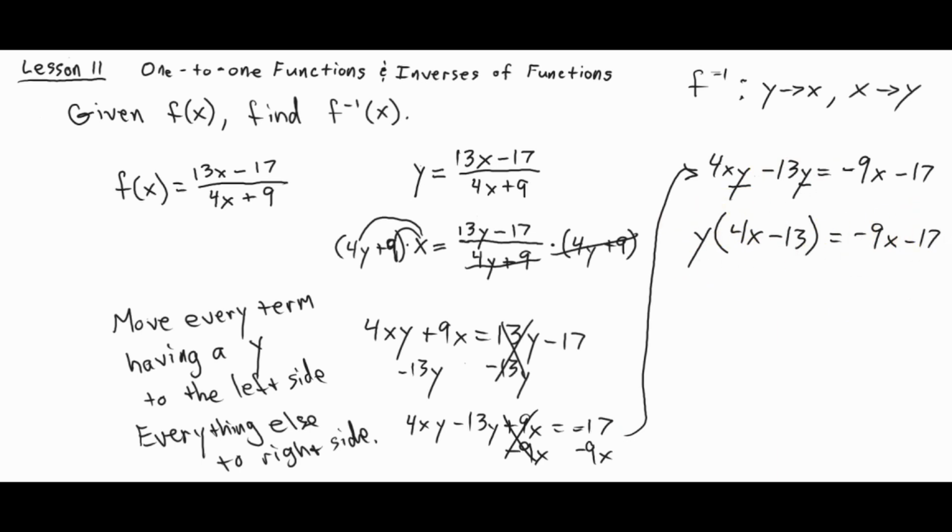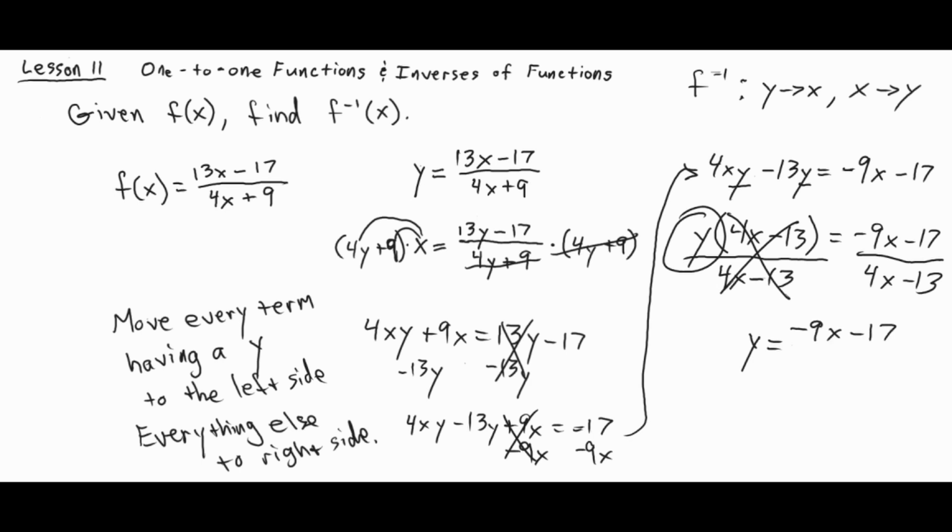And now we only have one step left because we're trying to solve for y. So now if we divide by 4x minus 13, this side is going to cancel. Over here we also have to divide by 4x minus 13. And now on the left side all we have left is the y. Now we have y is equal to negative 9x minus 17 over 4x minus 13.